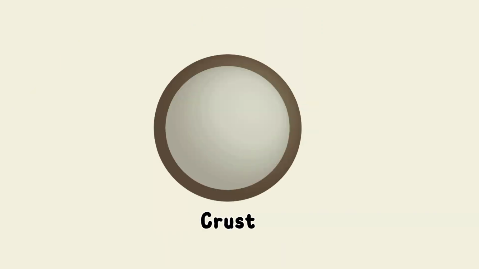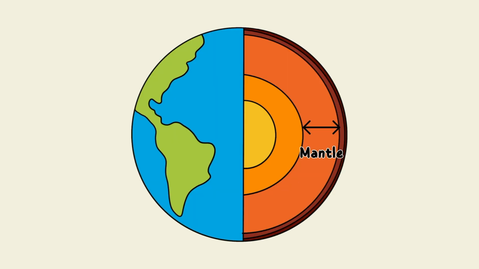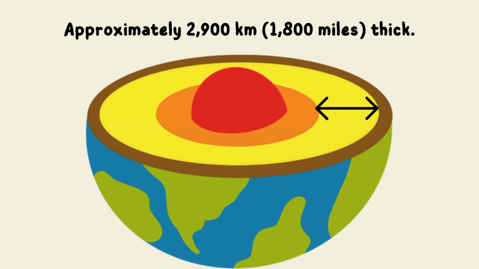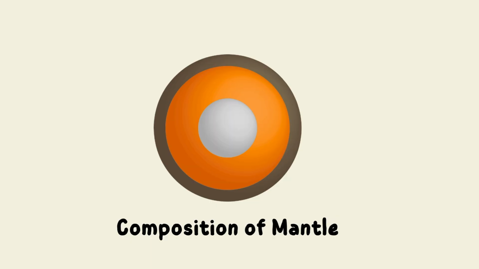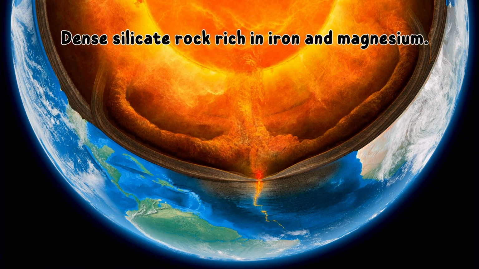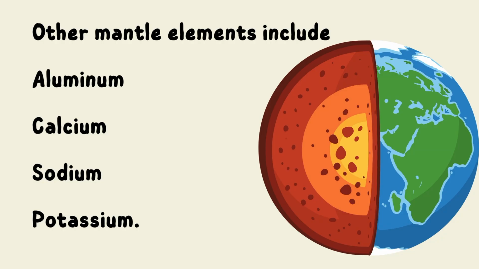The next layer after the thin crust comes the mantle. The mantle is the layer directly beneath the crust and makes up the vast majority, that is 84%, of the Earth's total volume. The thickness of the mantle is approximately 2,900 kilometers or 1,800 miles. Composition of the mantle: it is dense silicate rock rich in iron and magnesium. Other elements in the mantle include aluminium, calcium, sodium, and potassium.